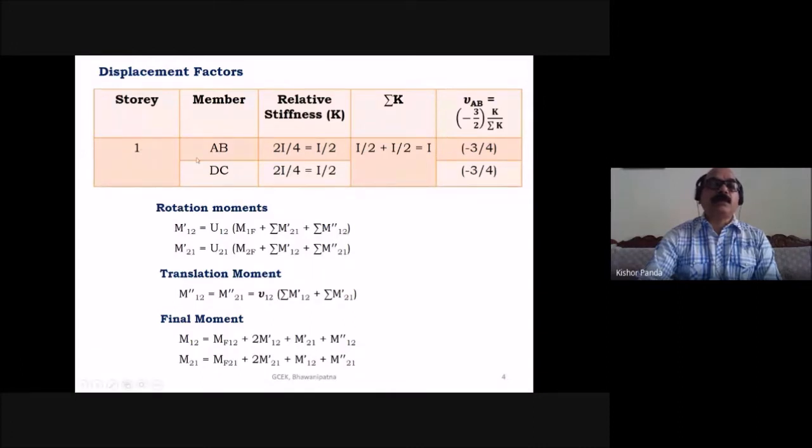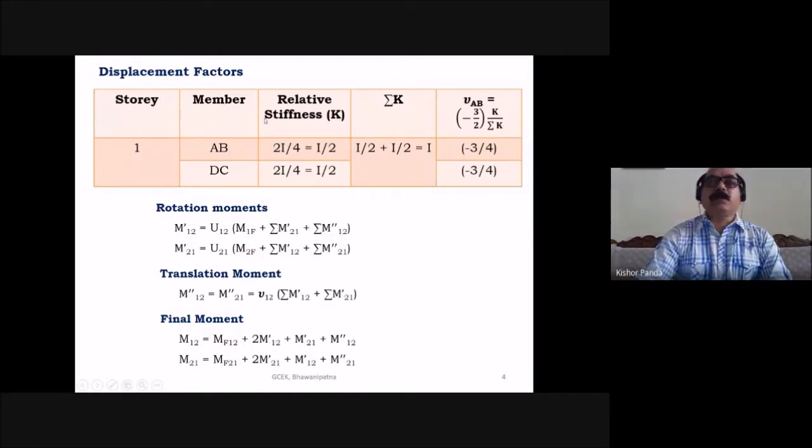Because here one story, if there is a 2 story, then you have to write 2. Then how many members in that 2 story you have to write here. If there is a 3 story, then you have to write 3rd story. Then you have to write the members which are in that story. So this way you have to find out the displacement factor.